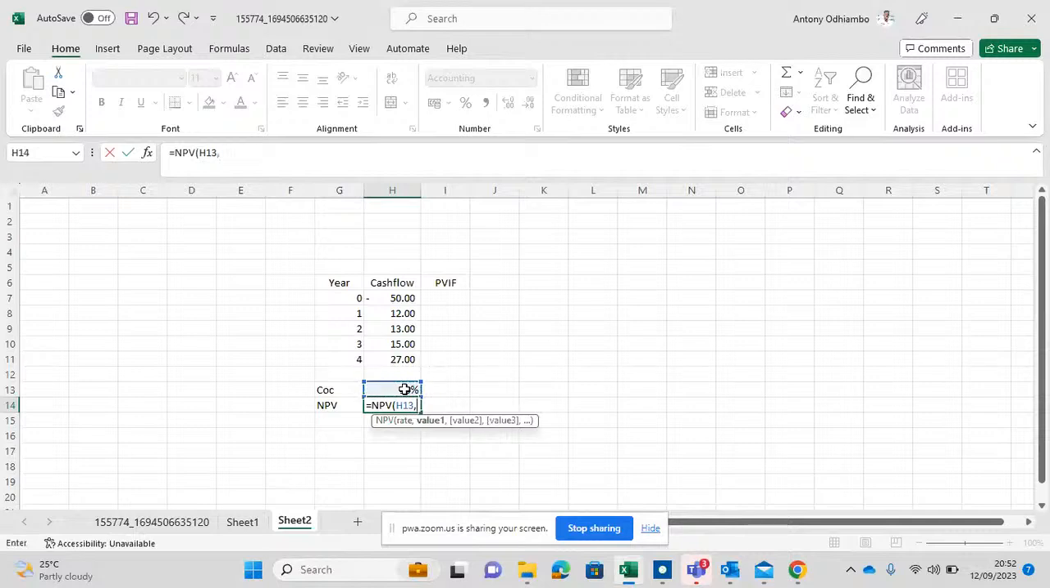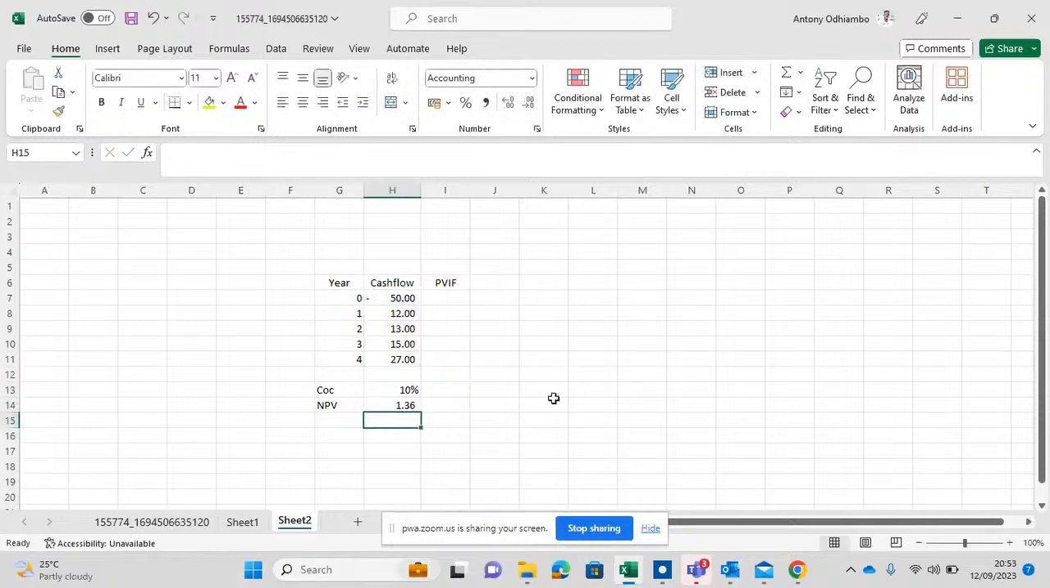And then now we have the values. It wants you to highlight from value 1 to value 4. After you highlight those values, you close brackets. And then you say plus, because now you want to remove the initial outlay. The initial outlay is given up there. Then you say enter. You don't have to close anything. You simply say enter. It's coming there, 1.36.